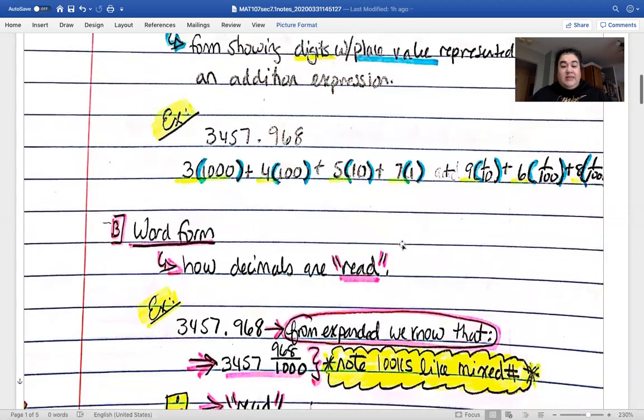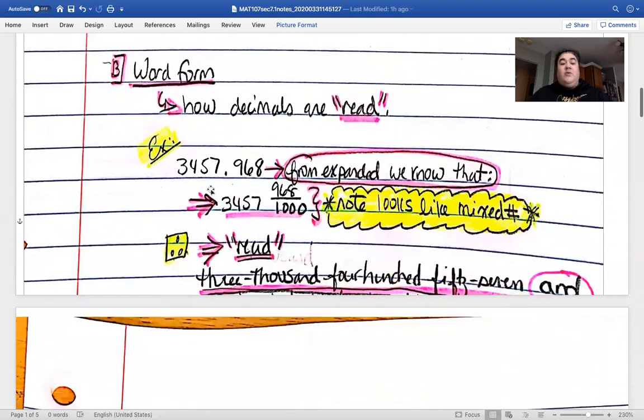So if we look at this example here, you will see we've got the decimal that we've been working with, right? And from the expanded form, we know that this is really the whole number 3,457, and the fraction portion, which is 968 thousandths, okay? And I would make this little note for you here. You should know that that kind of looks like a mixed number, very much like what we saw in chapter 6. So you can see that there is a direct connection between decimals and fractions.